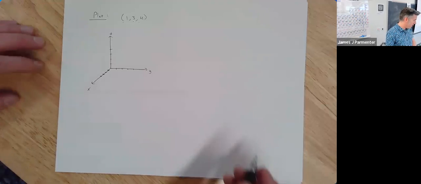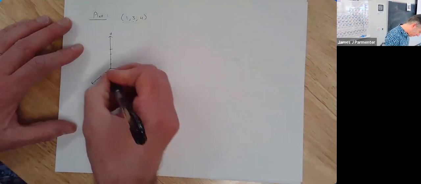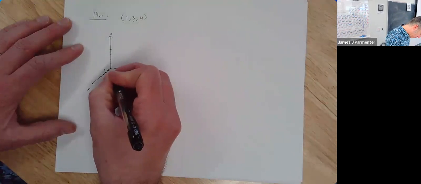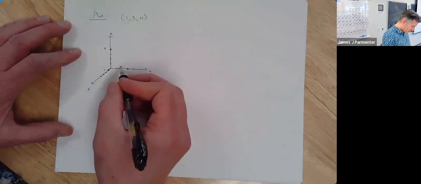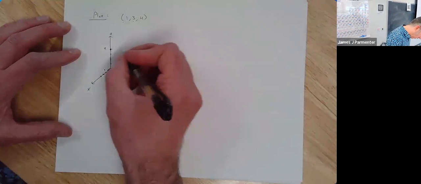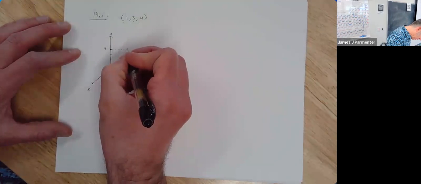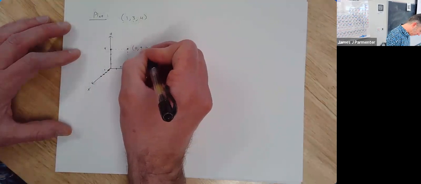And I kind of go all the ways, meaning I'm going to go 1 this way, 3 that way, and 4 this way. And then I kind of go all the ways, meaning, so I'm going to go over 3 and up 4, like that. So there's the point where x is 0 and y is 3 and z is 4.